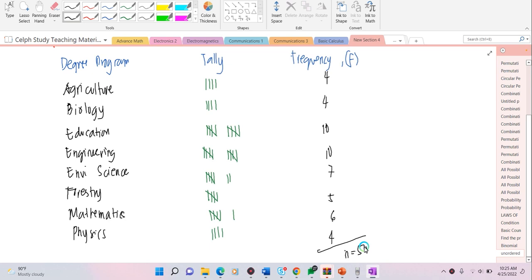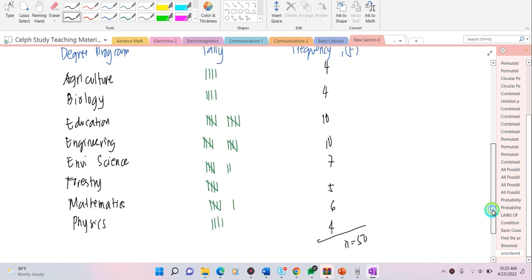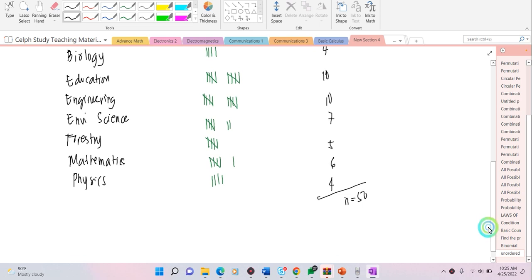So frequency distribution of the data. Aside from the frequency distribution, you also have your percentage distribution. You have your relative frequency and you have your percentage distribution, which are related to each other. Your percentage distribution is also taken from your answer in the relative frequency.